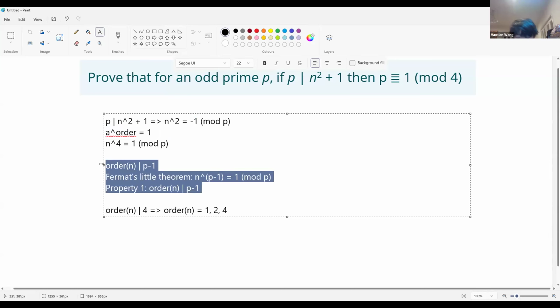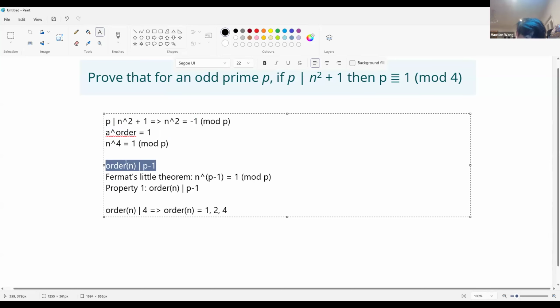And then this was the cool fact I talked about. The order of a number always divides p minus 1 because any number to p minus 1 is congruent to 1 mod p. And by property 1 stated in this tutorial, if m to the something is congruent to 1, then order divides that something. Okay, so back to the problem. By property 1, order of n divides 4 because n to the 4 is congruent to 1, which means order is 1, 2, or 4.